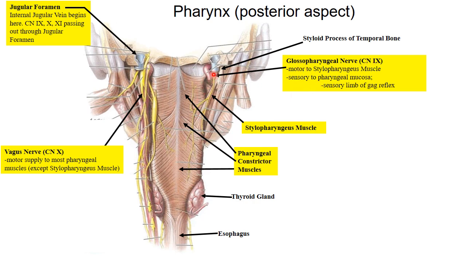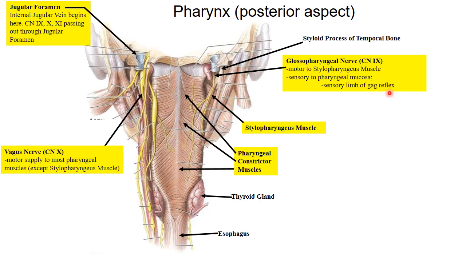And we can see what's happening here. Here comes glossopharyngeal nerve. It too is passing through the jugular foramen, runs alongside and parallel to the stylopharyngeus muscle, innervating it, and then dives inside the pharynx, where it is basically setting up a sensory plexus throughout the mucosa on the inner surface of the pharynx. That makes it the sensory limb of the gag reflex.